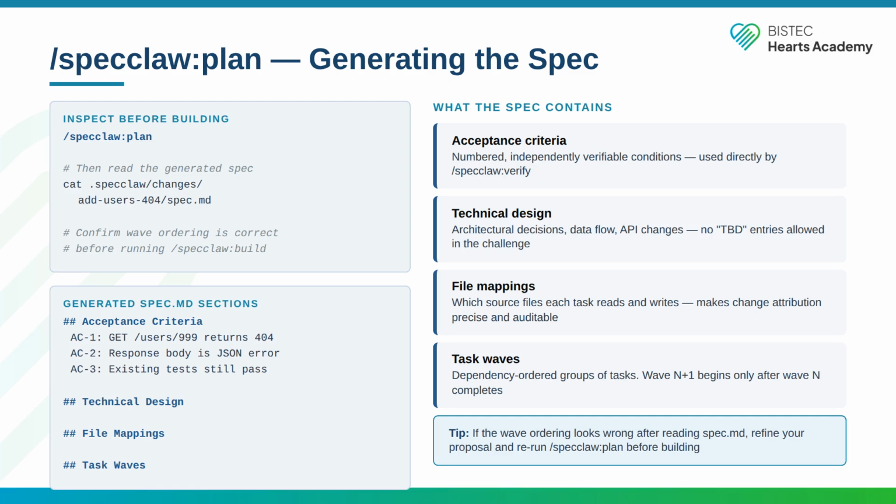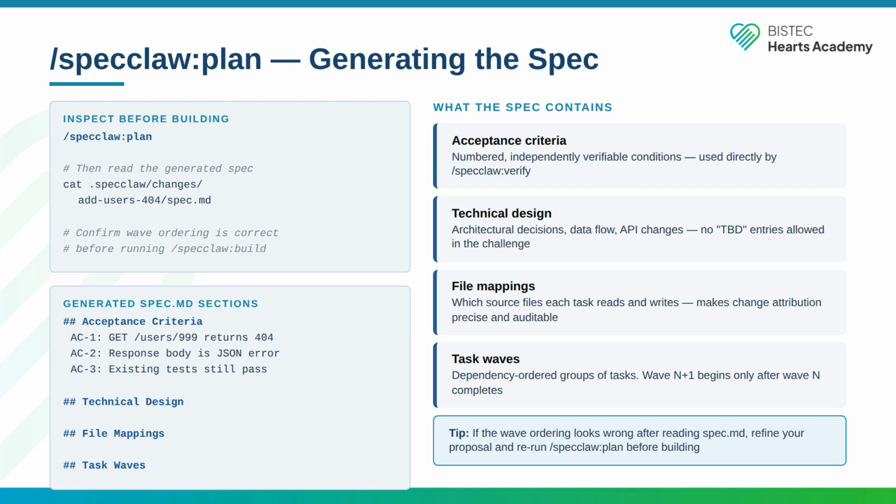After writing your proposal, /SpecClaw plan generates the full spec document. The most important thing to do before running /SpecClaw build is to read the generated spec.md and confirm that the wave ordering looks correct. A well-formed spec has 4 sections. Acceptance criteria are numbered, independently verifiable conditions, AC1, AC2, AC3, that /SpecClaw verify will test one by one.